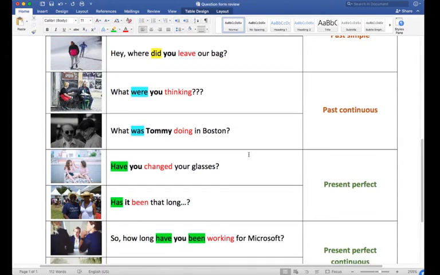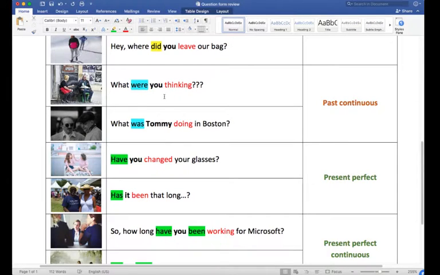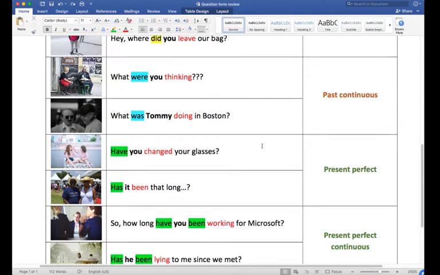Okay, past continuous, similar to present continuous. But instead of am, is, are, we use were and was. So for example, this could have been, what are you thinking? And this would be present. But because it's in the past, all we do is put are in the past. So we say, what were you thinking? The same thing here. Present would be, what is Tommy doing in Boston? Past, what was Tommy doing in Boston?